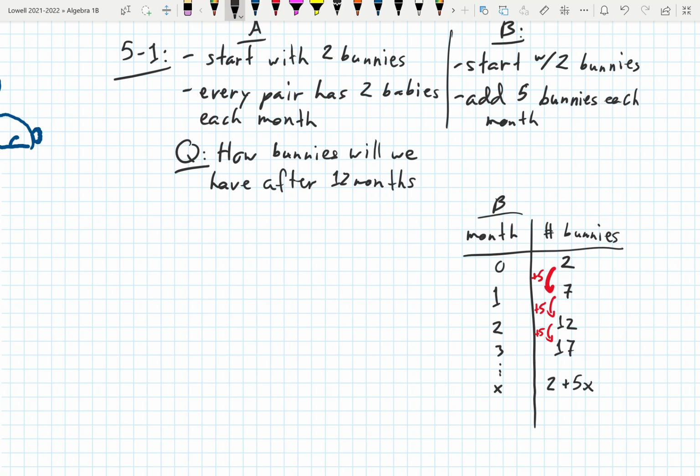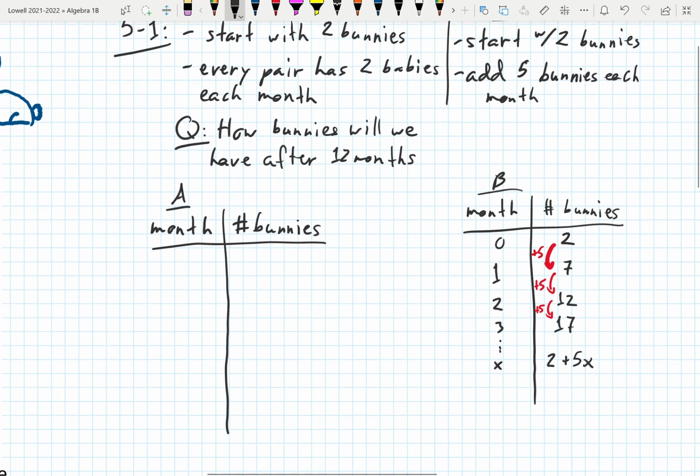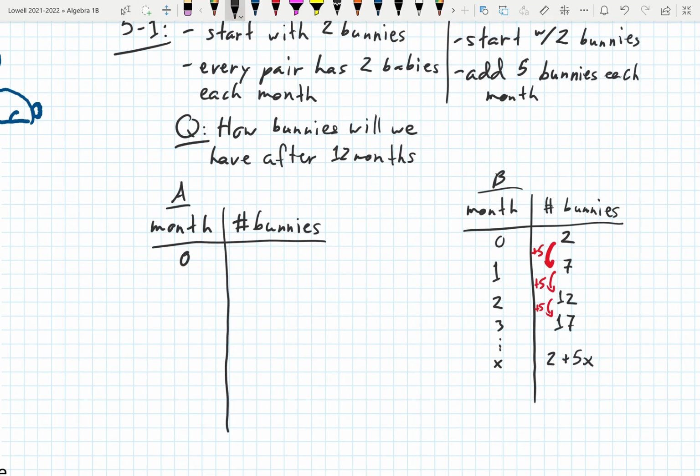Alrighty, so then in situation A, I'm going to do the same thing, set up a table. I'm going to give myself a little bit more room in this table, though, because I'm going to draw some pictures to kind of fill in the gaps. Okay, so again, we have 2 bunnies to start right here. I'm going to draw my picture just off to the side here. All right, pretend those are my bunnies.